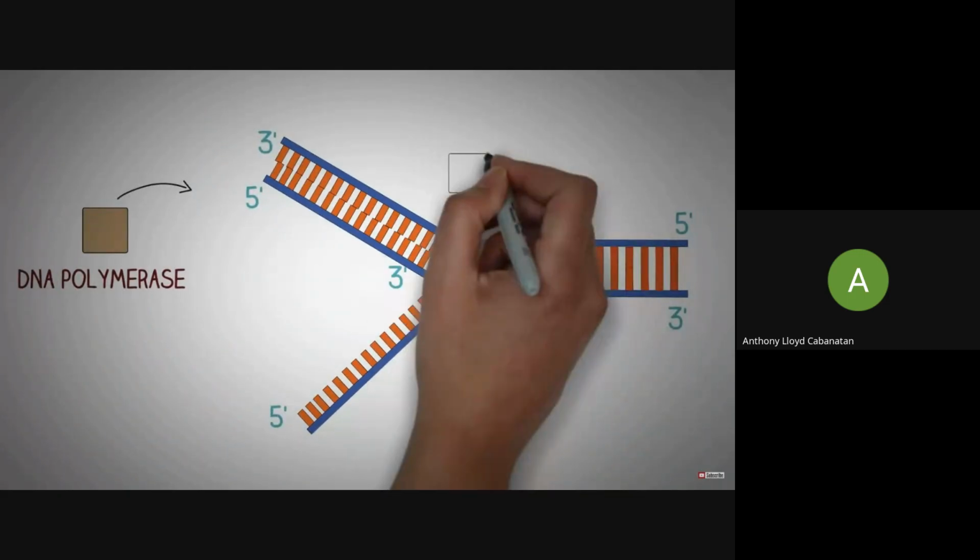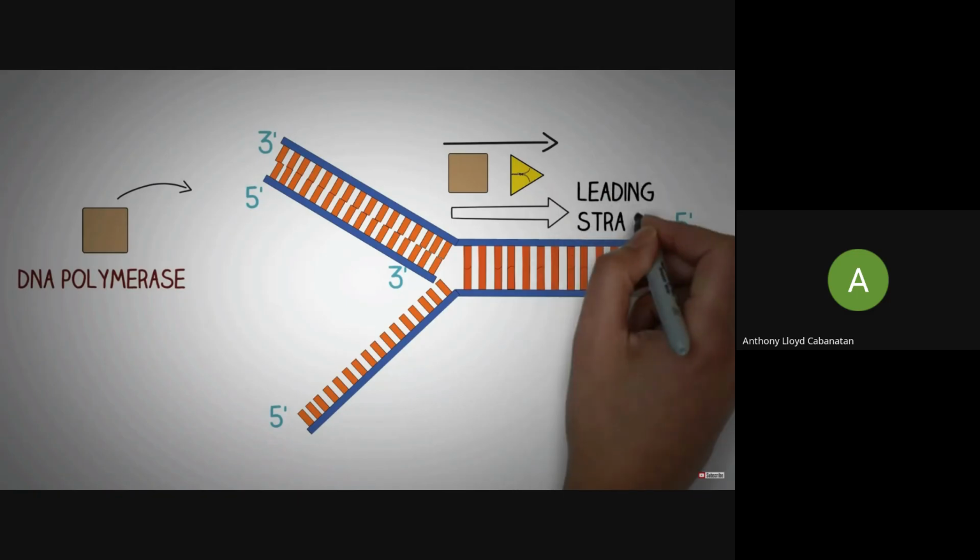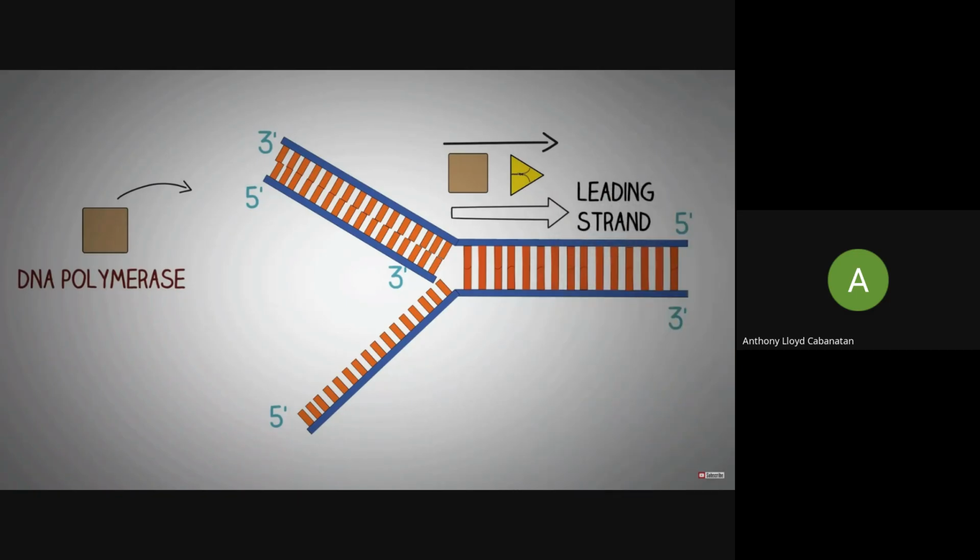Now, since the upper daughter strand of this DNA is running from the 3' to 5' direction, the DNA polymerase can easily form the replicated opposite strand from the 5' to 3' direction. And since the helicase is also unzipping the DNA in the same direction, the DNA polymerase can form the new strand continuously.